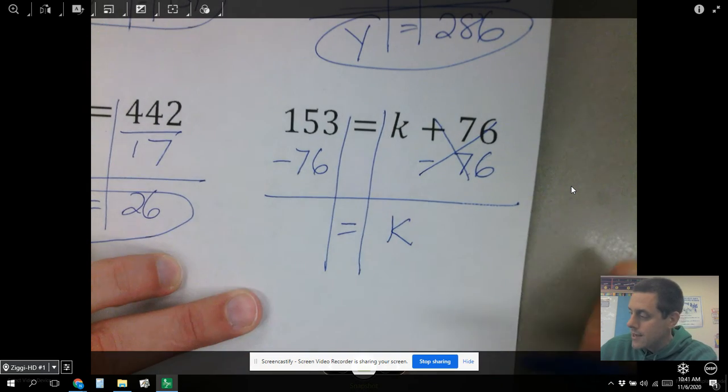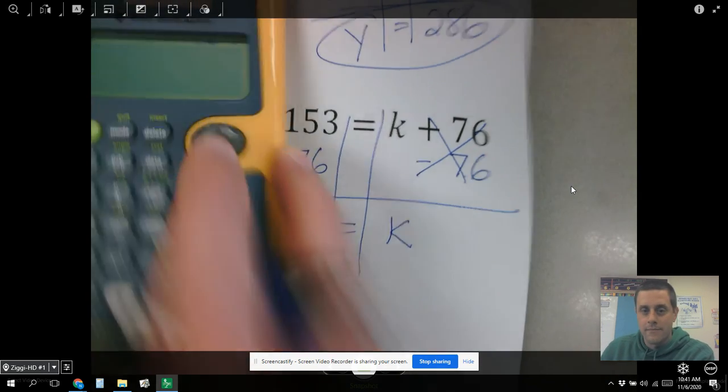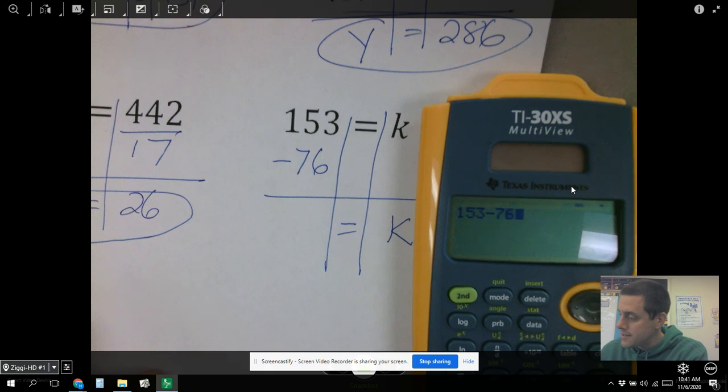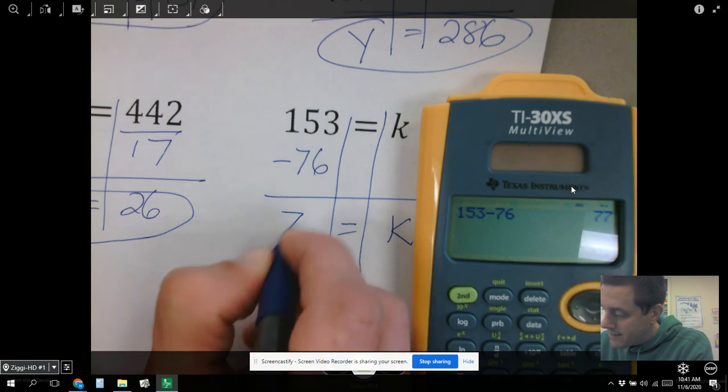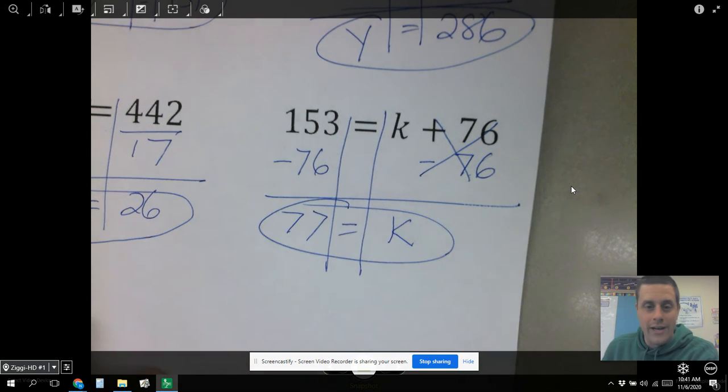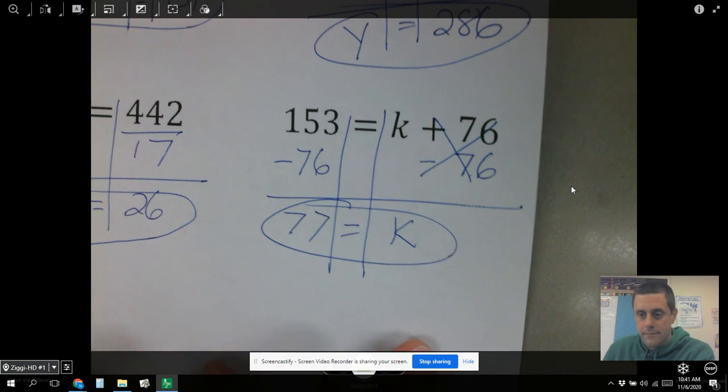I drop my equal sign, and now my calculation, 153 minus 76 gives me 77. This solution, or this equation, is true when k equals 77.